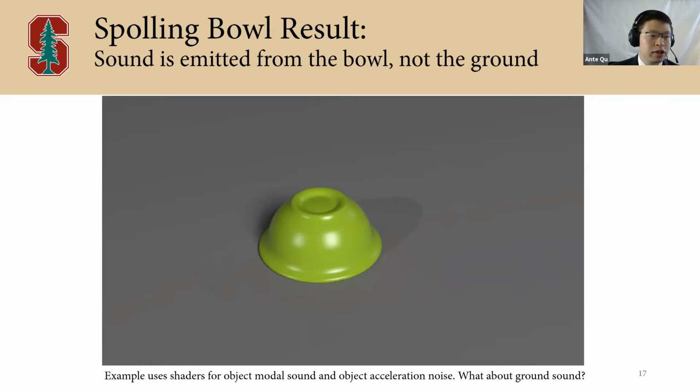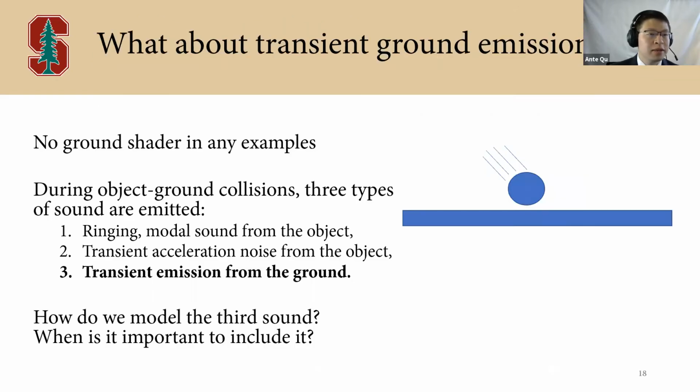So the question is, what can we do to model the ground sound? In these examples, the sound came only from the object and not the ground itself. During an object-ground collision, there are actually three types of sound emitted: ringing modal sound from the object, transient acceleration noise from the object, and transient ground emission. So how do we model this last sound? And when is it important to include it? This is a question we will try to answer.